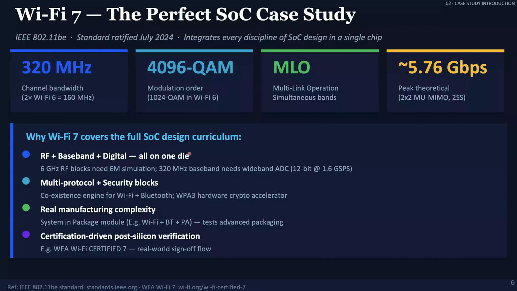Features like 320 megahertz channels, 4096-QAM, and multi-link operation push both the radio and the digital architecture much harder than previous generations. And unlike a purely theoretical example, a Wi-Fi 7 product must also pass real certifications and real production testing before it can ship. So this particular case study gives us a practical and modern way to walk through the full product design cycle.